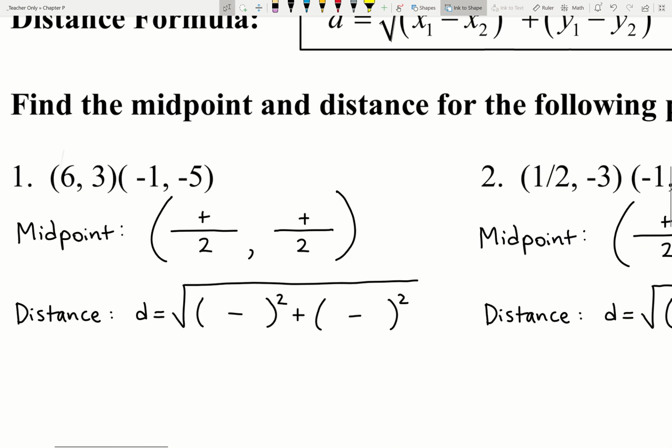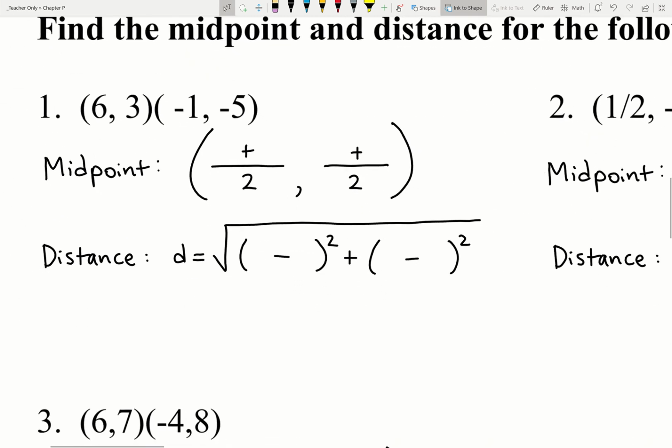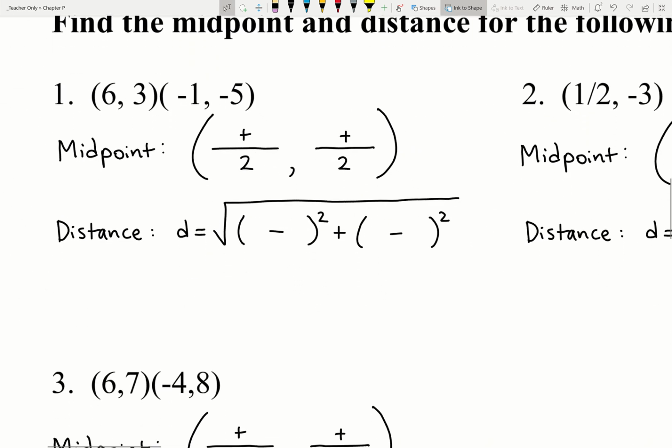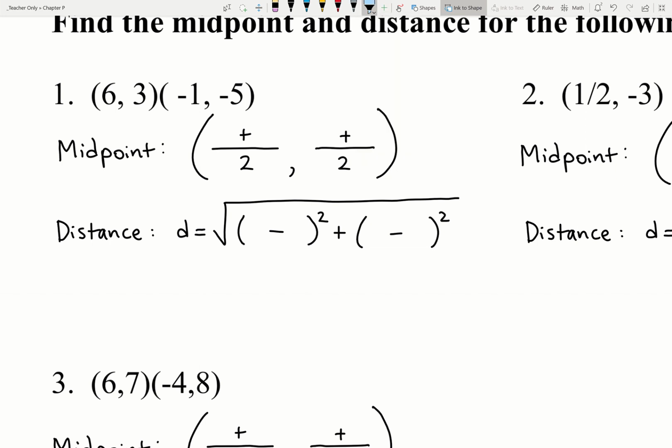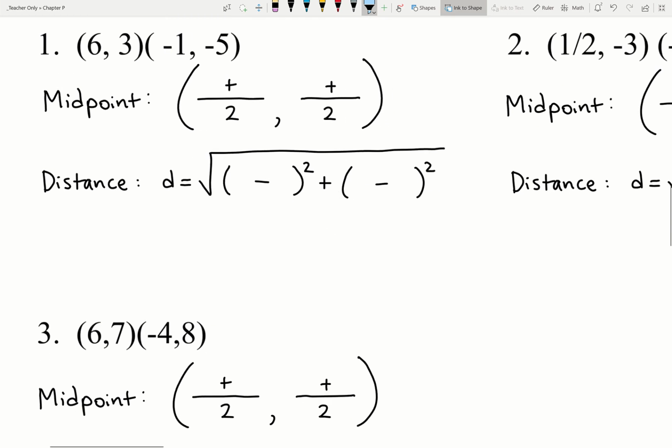Just for the sake of time in the video, I've already set up my midpoint and distance formula calculations here. What I would like to focus on is plugging the numbers in and then how we would work these formulas out. In this first one, number 1, I've got the points with coordinates (6, 3) and (-1, -5).